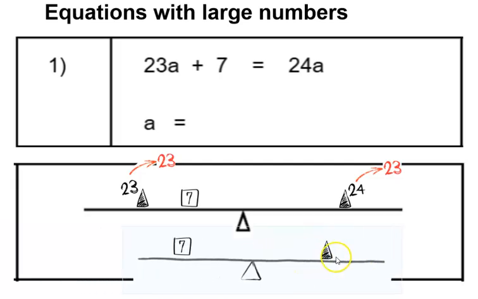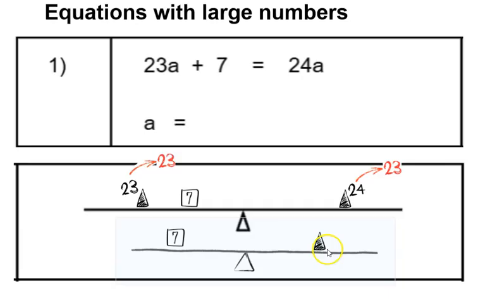So what will it look like when I redraw this scale? When I redraw this, all 23 of those are gone, and so I'm just left with a 7. And on this side, when I took 23 away from 24 of them, I'm left with 1. And so I can see that my A equals 7. This is just a strategy that might help if they're on a test and they're not comfortable with traditional algebra yet and they want to draw pictures, they could do this. Let's take a look at another example.